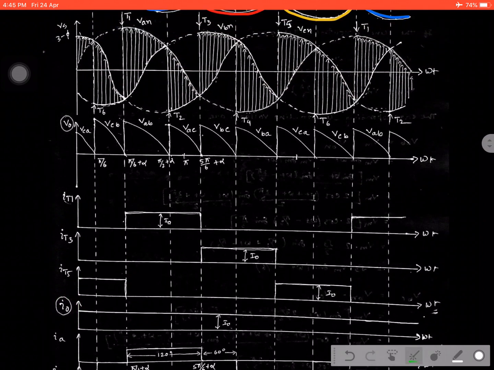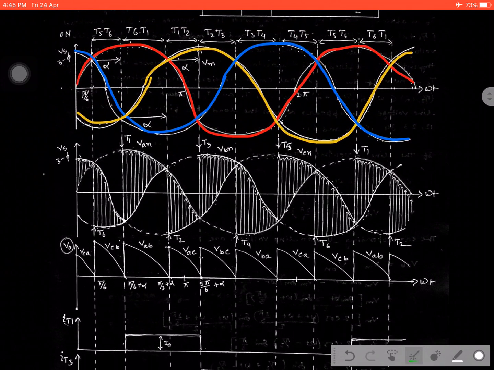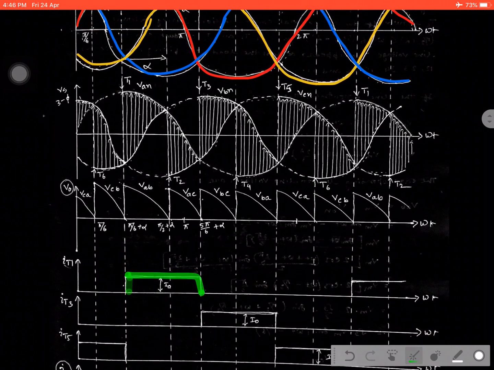Now, what is the waveform of IT1? Obviously, when the switch T1 starts conducting, then the current across the thyristor T1, that is IT1. That means first we find out where the thyristor T1 was in conducting state. See, it is reflected in the sequence of switching pulses. In this region T1 was in conducting state, in this region T2 was in conducting state, and in this region T3 was in conducting state. That is why when T1 is in conducting state with respect to the other two switches, it will be reflected here.